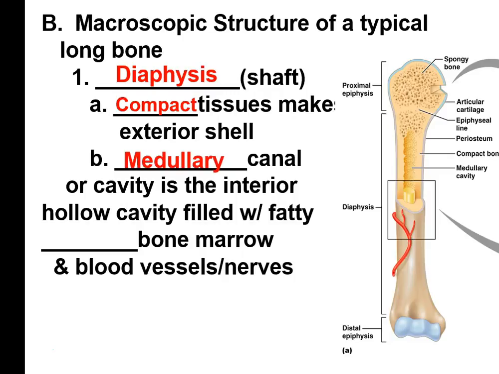The diaphysis has an outer compact shell, and then on the inside, it's a hollowed out cavity called the medullary canal or cavity. Now this hollowed out cavity is filled with another type of marrow called yellow bone marrow, which is where the triglycerides or fat are stored. And also blood vessels from the outside can enter through nutrient foramina and come into the medullary canal and travel to both ends of the bone.